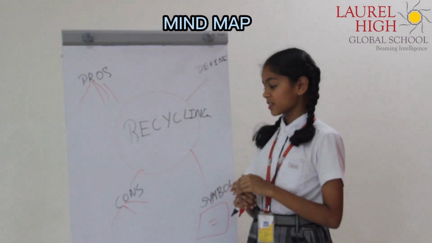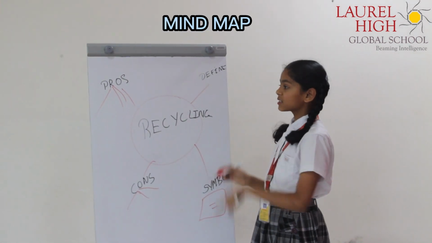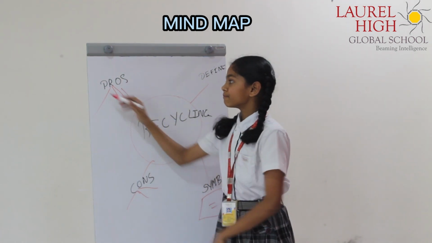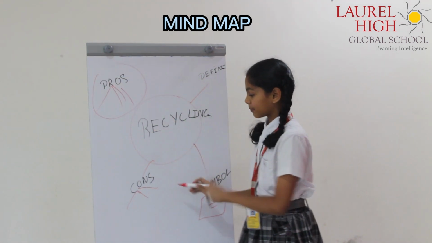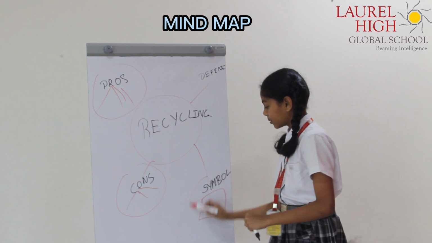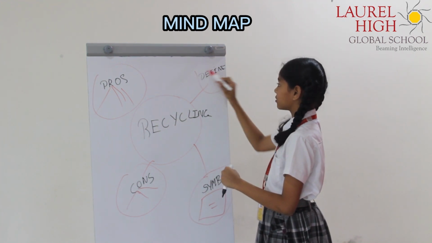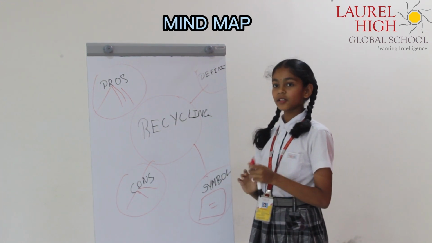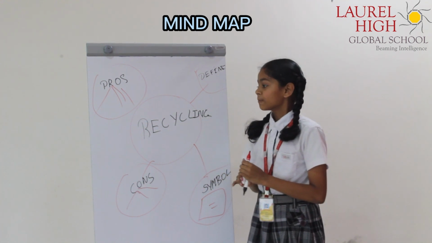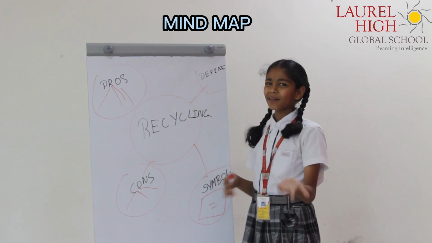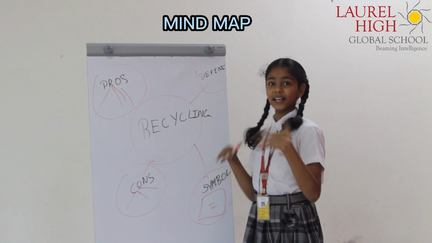My fifth step is that you need to make a box for these subtopics and their text. So for pros and cons, symbol and definition too. So the sixth step is revise and review this mind map. If you want to add more of your thoughts, you can add them.